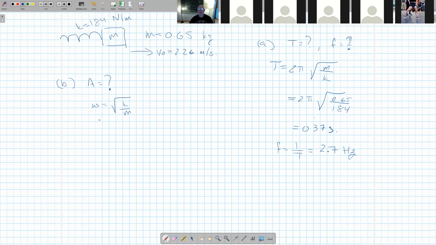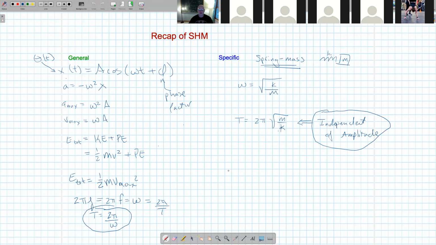Now that you have this, let's go back to our previous page. Which one of these formulas that we wrote down would give you the amplitude? Continue your thought. So what do you think? The velocity max. Very good, that's right. So here we would use the velocity maximum.